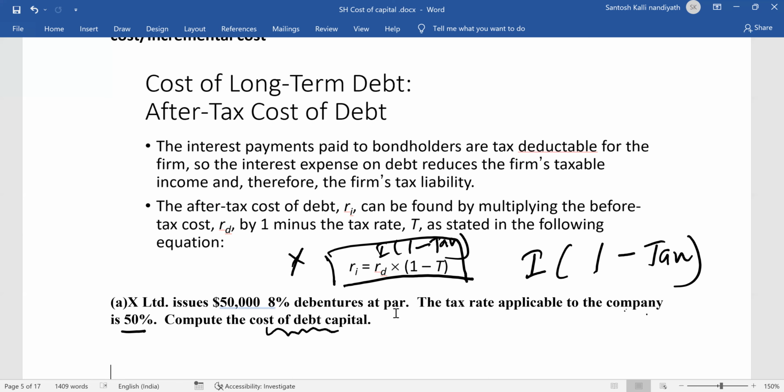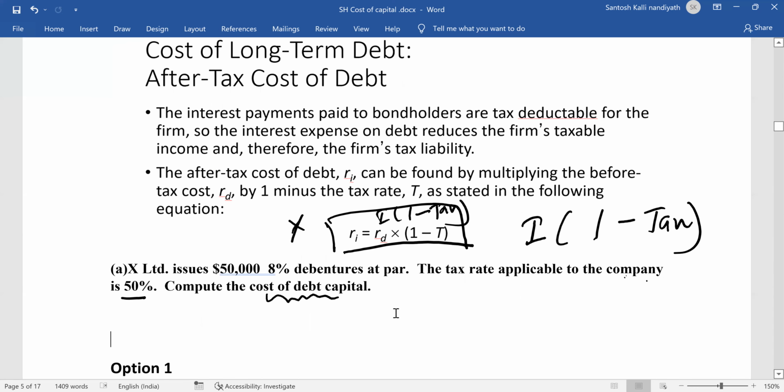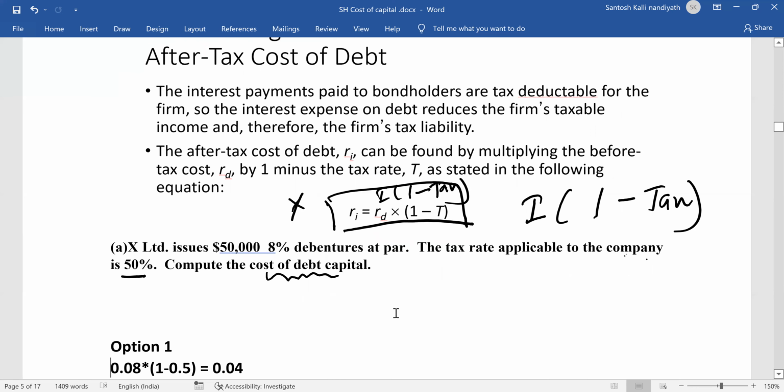It would be 46,000. No, here we will calculate in percentage form. Okay, I will help you first. Even though you calculate in the full amount, you will get the same answer. So there are two options.